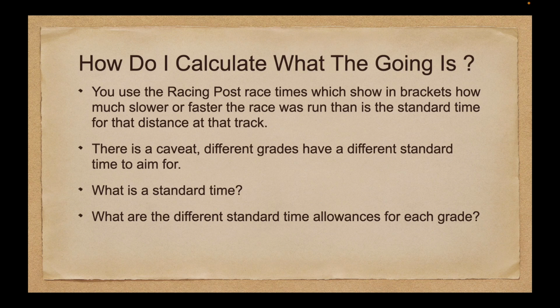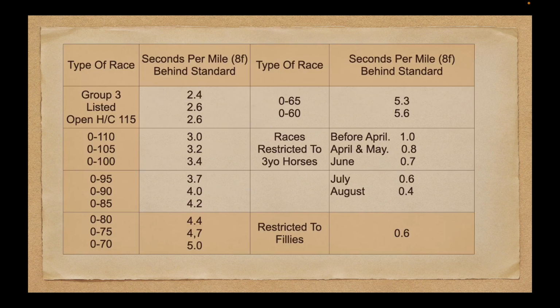So here's a caveat. Different grades of racing have a different allowable standard time to aim for. So what is the standard time? And what are the different standard time allowances for each grade? Okay, standard time is what a Group 1 horse would be expected to run if the ground was neither speeding the horse up or slowing the horse down. In other words, perfect, good ground, which we only get 2 or 3 times a year at certain tracks.